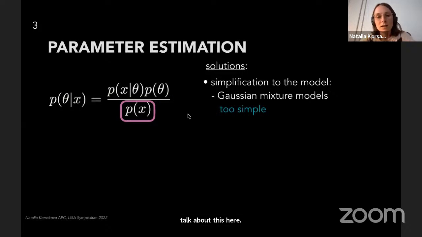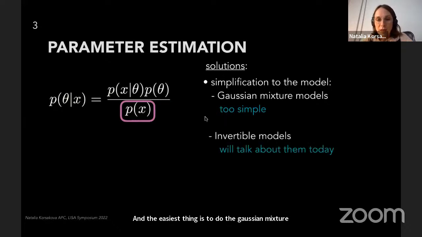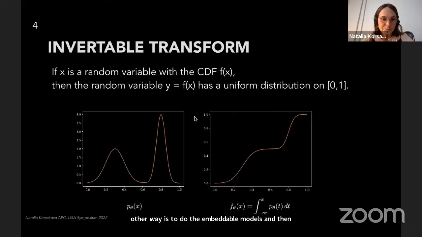The other way is to do exact inference, but to simplify the model. The easiest thing is to use a Gaussian mixture model, for example, but this can be too simple. The other way is to use invertible models, and invertible models are what we are going to talk about today.